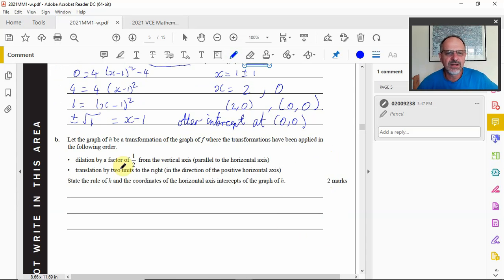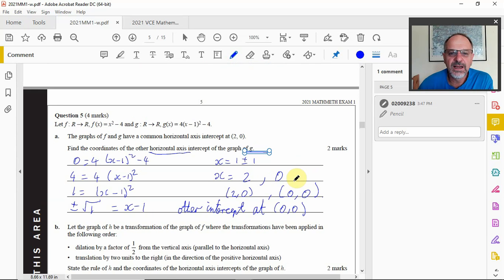All right, move on to part B. So part B, let the graph of h be a transformation of the graph of f, where transformations have been applied in the following order. Dilation by a factor of a half from the vertical axis, say parallel to the horizontal. Translation by 2 units to the right in the direction of the positive direction of the horizontal axis. State the rule of h. Give the coordinates of the horizontal intercepts of h.